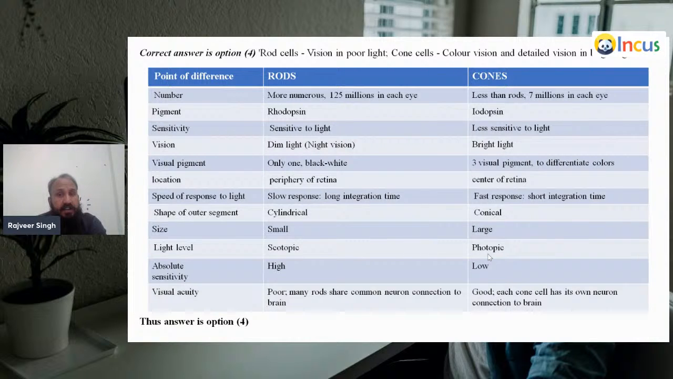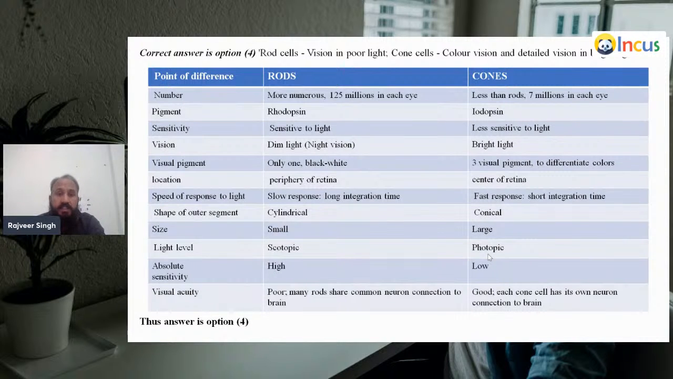Sensitivity: rods are sensitive to light, cones are less sensitive to light. Vision: rods for dim light, night vision. Cones are for bright light. Visual pigments: rods have only one, and cones have three visual pigments to differentiate color. Location: rods are in the periphery of the retina, while cones are in the center of the retina. Speed of response to light: rods have slow response, long integration time; cones have fast response, short integration time. Shape of the outer segments: rods are cylindrical, while cones are conical.